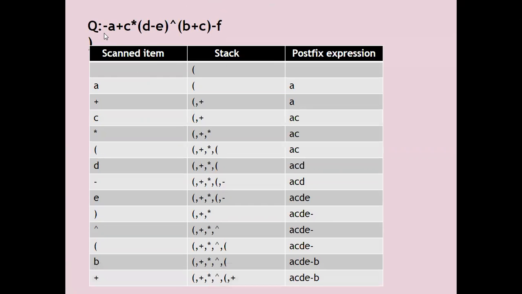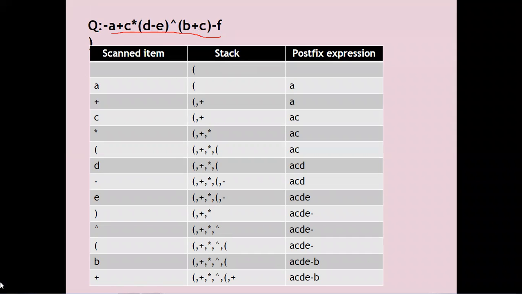Here Q is our infix expression: a plus c star, rounded bracket, star d minus e, bracket complete, raised to b plus t c minus f. This is our expression. No doubt this is an infix expression, and we have to convert it into a postfix expression. So we have to scan the items one by one.